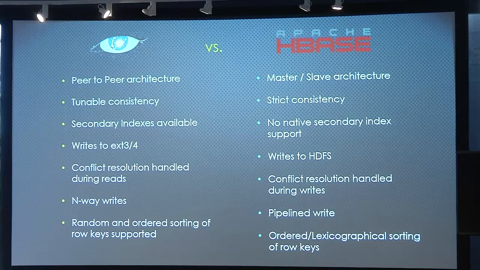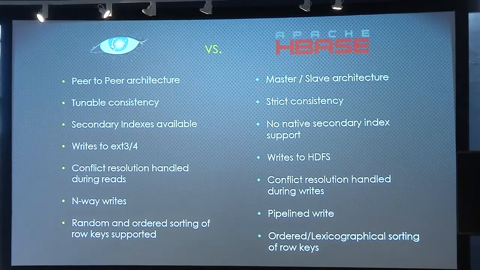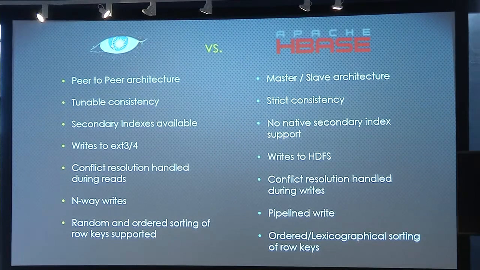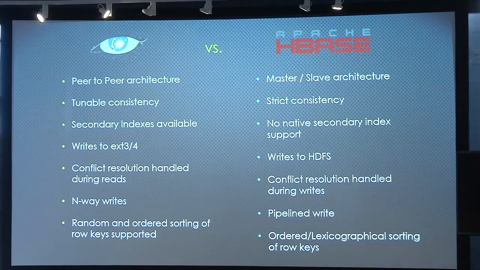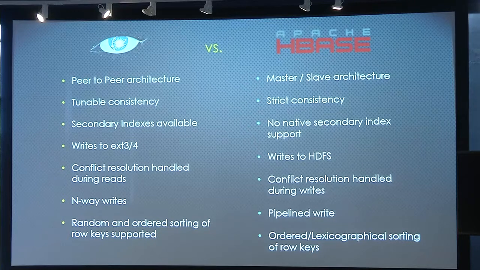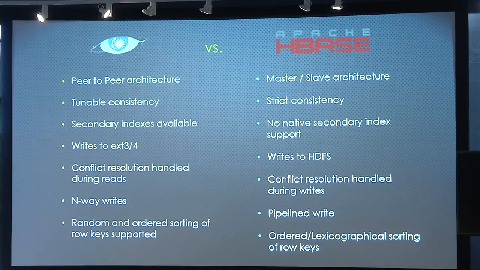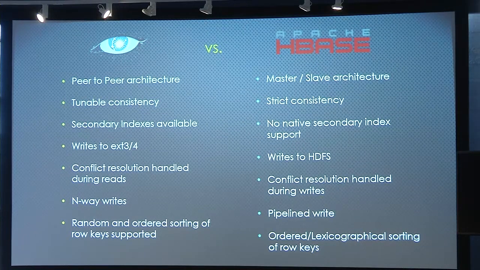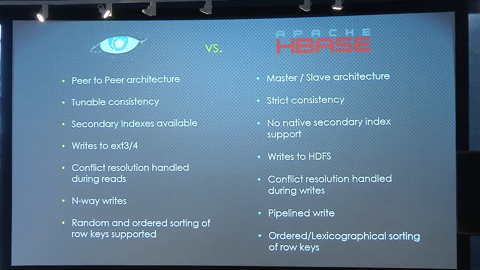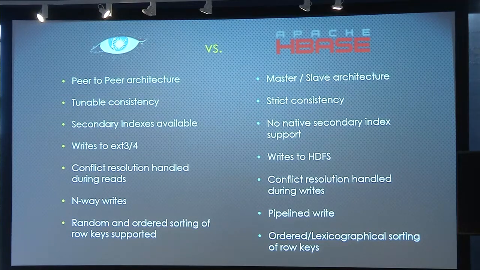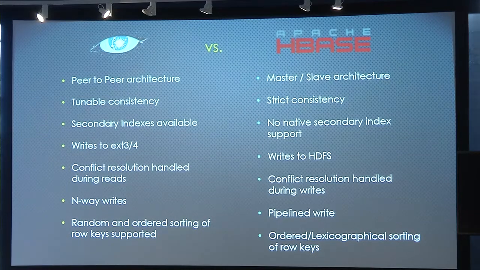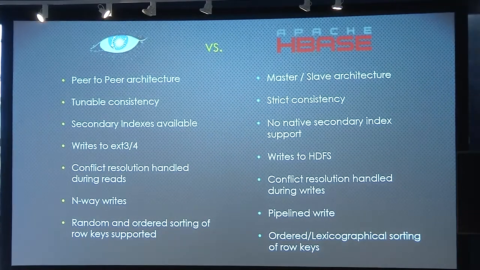Cassandra has tunable consistency. HBase has strict consistency. I'll talk about that in a bit. Cassandra has secondary indexes natively available. HBase does not. There are tricks to be able to do it in HBase. Cassandra writes the incoming data directly to the Linux file system, like ext3 or ext4. HBase writes it down to HDFS. Conflict resolution in Cassandra is handled during reads, and conflict resolution in HBase is handled during writes. And we'll talk about the other ideas in a minute.